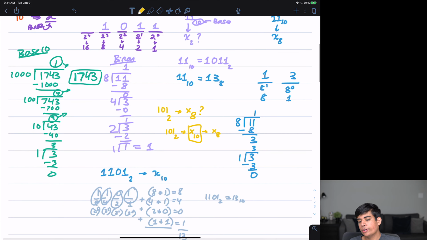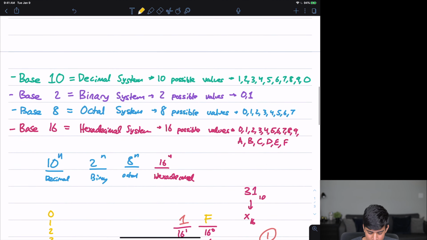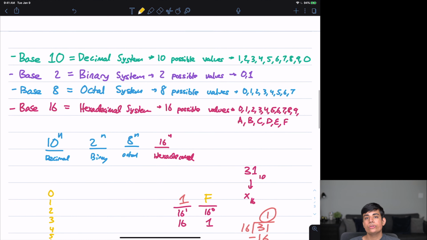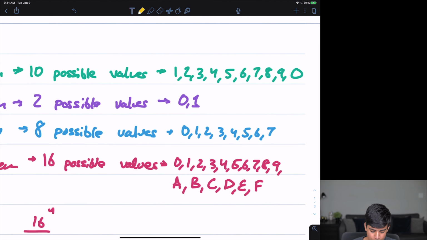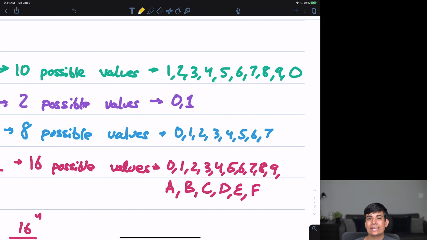We talked about converting numbers from a non-base 10 to base 10, and from base 10 to any other one. We talked about the 4 main ones you're going to be using in AP Computer Science: the decimal system, which is base 10, the binary system, which is base 2, the octal system, base 8, and the hexadecimal system, base 16. Then we talked about the different possible values for all of them, as well as the hexadecimal one where there are letters as well.